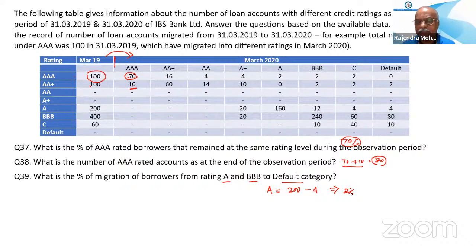2%. Now for BBB, 400 was there. And how much defaulted? 80. So it is 20%. So for A, it is 2% default category. For BBB, it is 20%. Clear?